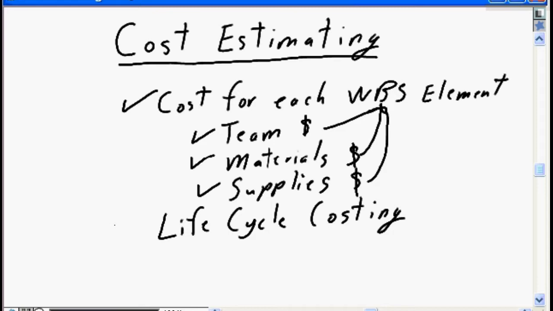An important consideration when estimating is determining the life cycle cost. Life cycle cost involves examining the trade-off of spending more now to spend less later.